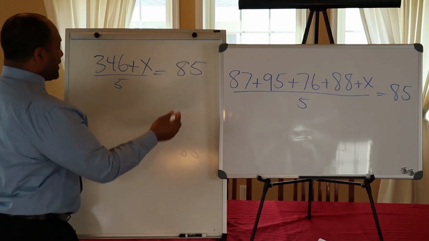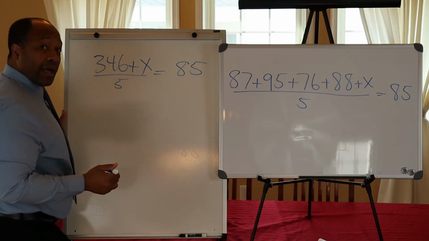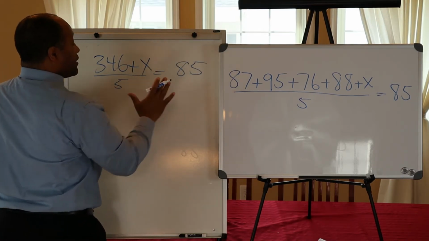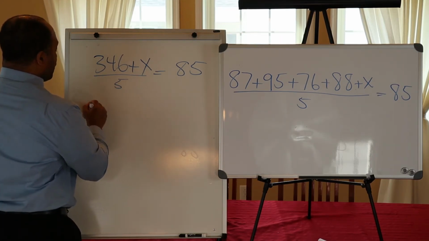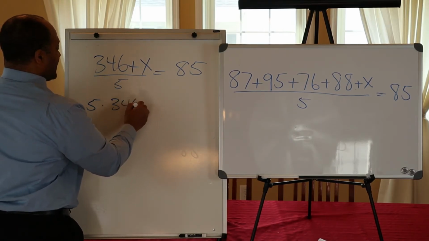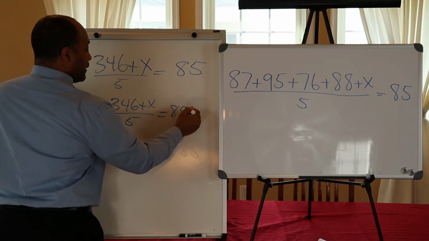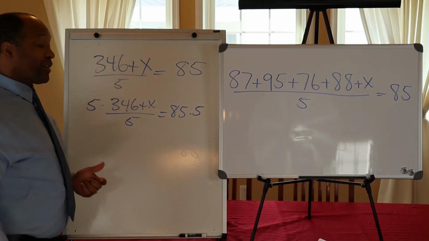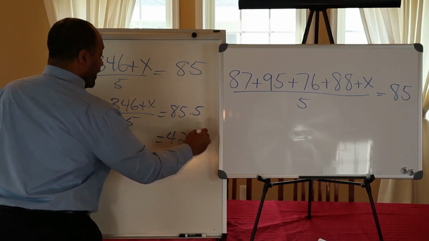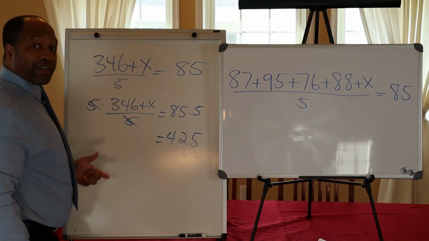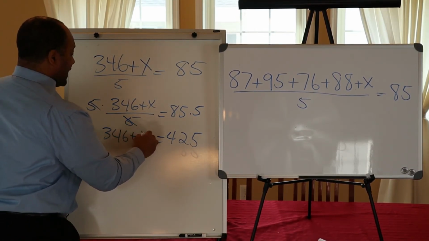So we're going to continue with our algebra. To get rid of the 5, in other words the denominator, we need to multiply both sides by 5. So I'm going to do 5 times 346 plus x divided by 5 equals 85 times 5. Now, 85 times 5, I do believe, is 425. And of course, the 5s here will cancel out, so we're left with 346 plus x.